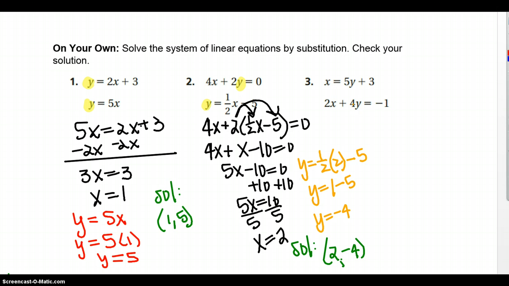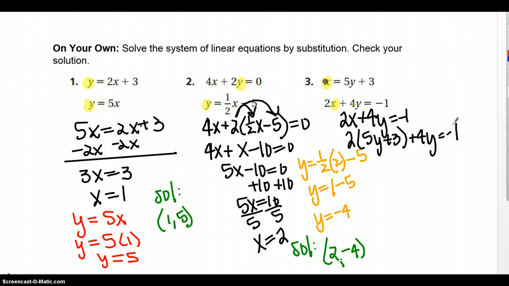All right, the only thing different about number 3 is we have x equal. So now we're plugging in x for x's. Does not change the process. We are just substituting this x, this equation, in for the x in the other equation. So I have 2x plus 4y is equal to -1. I have 2, plug in my x, 5y plus 3, plus 4y is equal to -1.